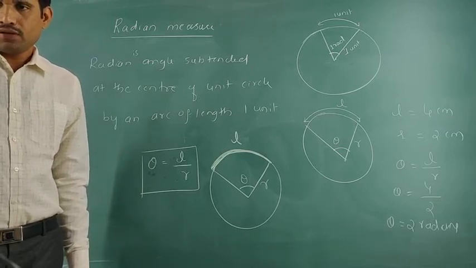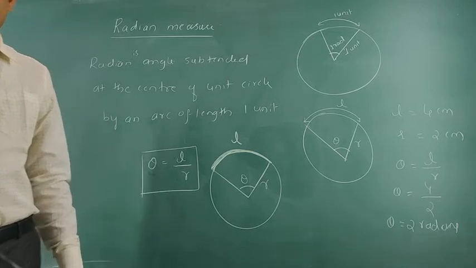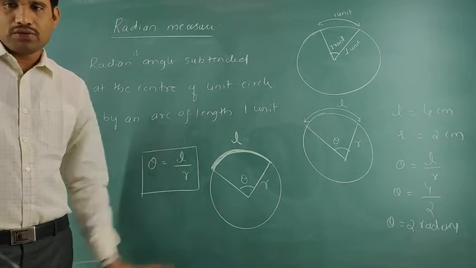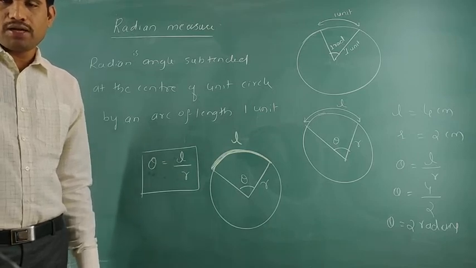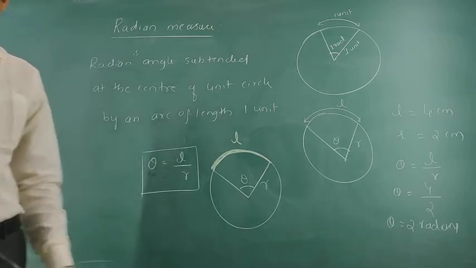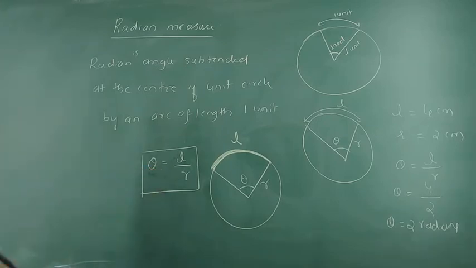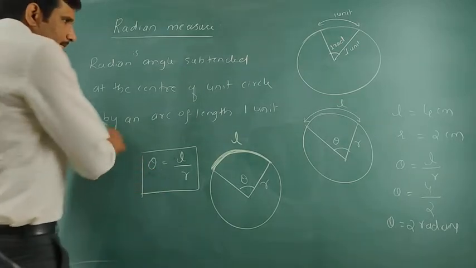Sir, but how is it derived? The derivation is not there. Derivation is not there in the syllabus. Only this expression they have given, theta is equal to L by R. Derivation is not there, proof is not given. Okay, sir. Is it over? Shall we move on? Is it clear? Yes, sir.